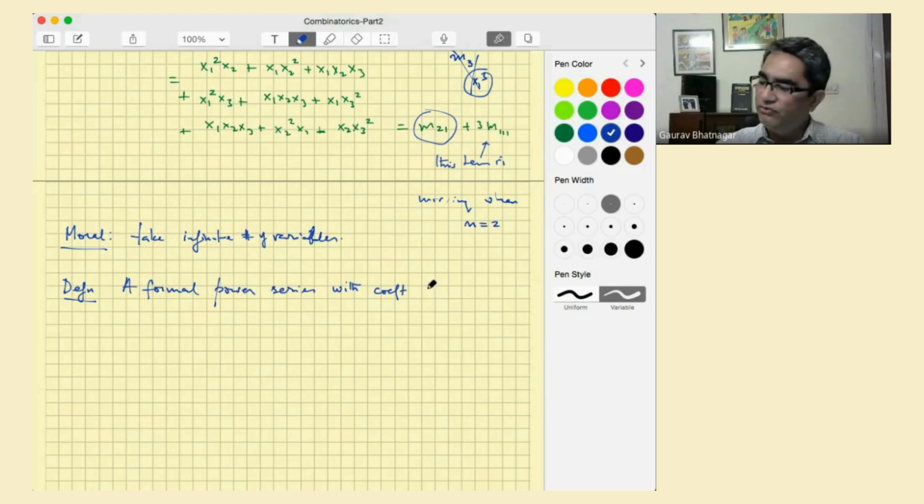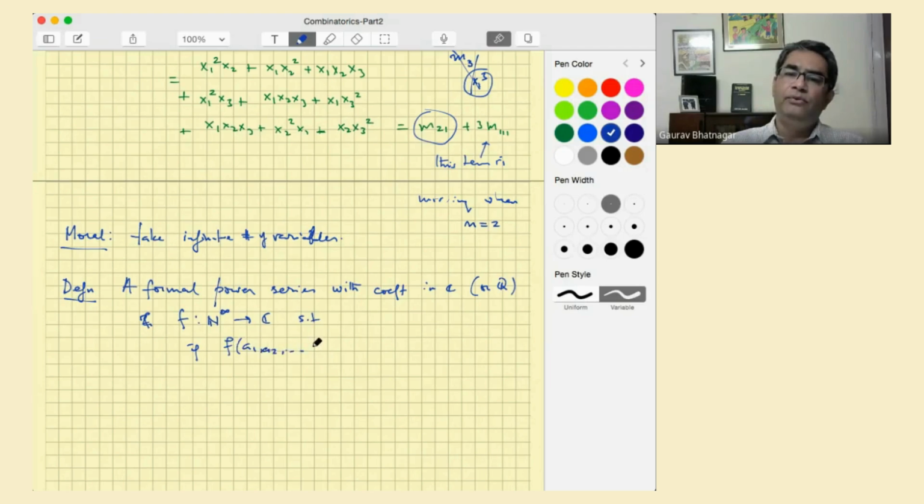So formal power series with coefficients in complex numbers or even Q is, so this is the formal power series such that if f of a1, a2, and so on is not equal to 0, for only finitely many a1, a2, and so on. So what am I saying here?